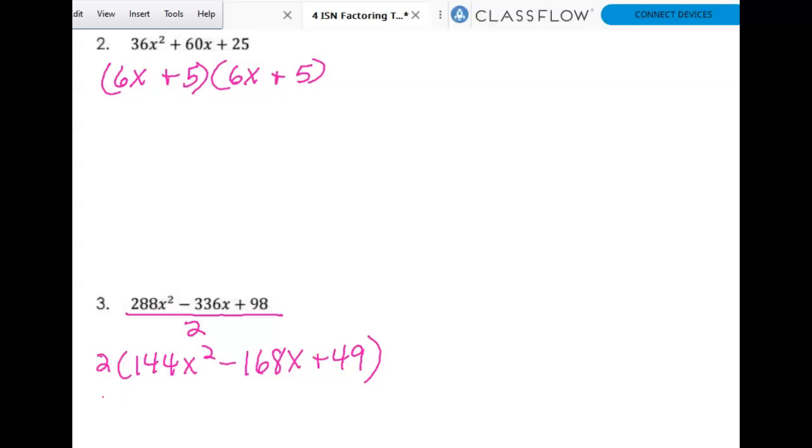So let me start. I'm going to put my 2 here. I got 2 parentheses. What's the square root of 144? 12x and 12x. What's the square root of 49? 7 and 7. Now, I need negative 168, but positive 49. They're both minus, right? If I make this a negative and this a negative, I get negative 168, and negative times negative gives me a positive 49.